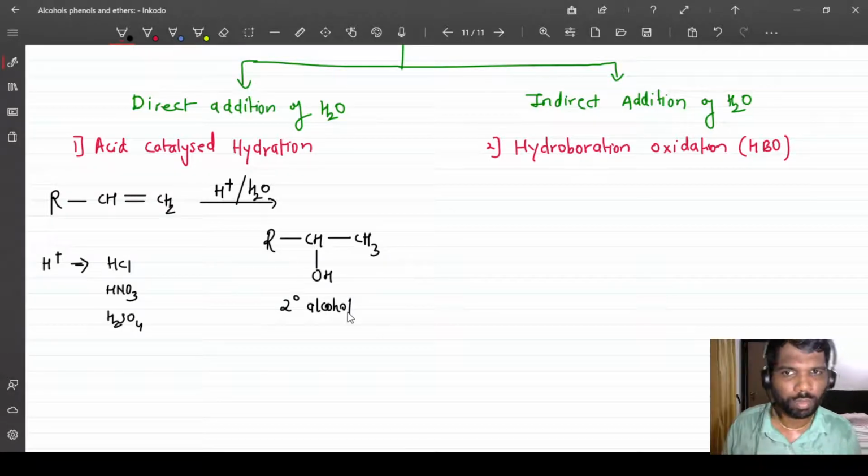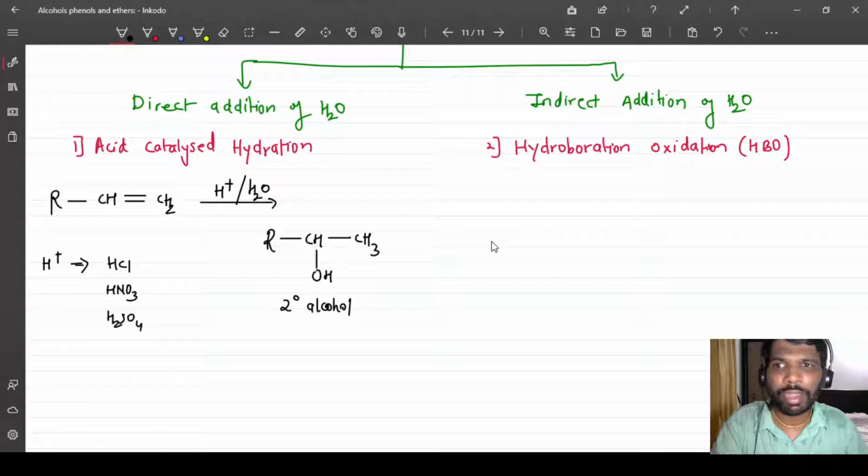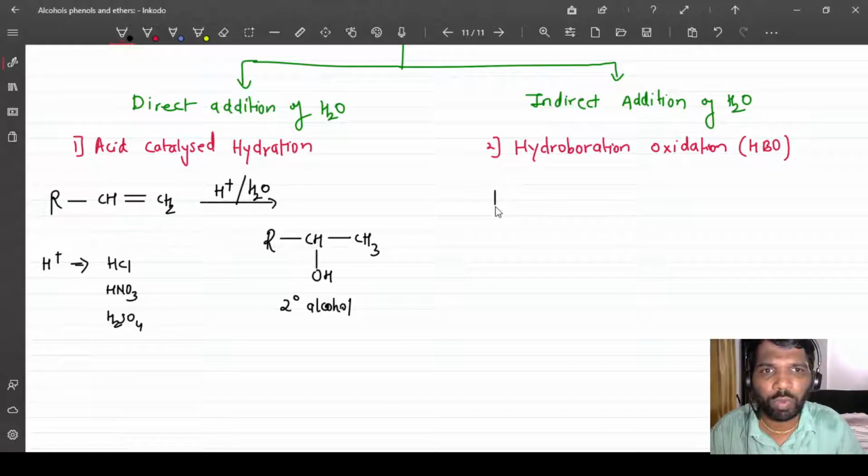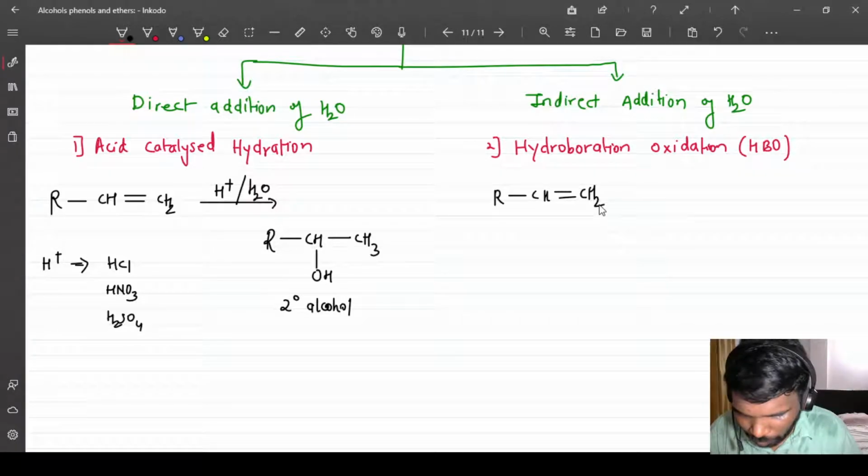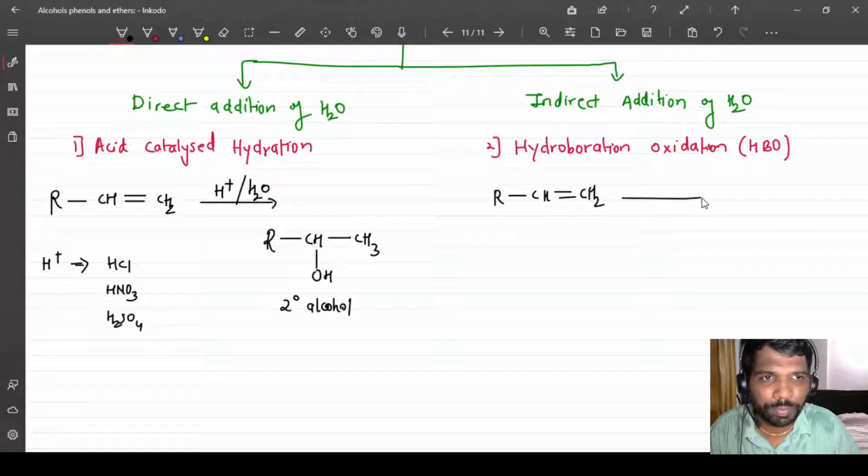alcohol. Now at the other end, there is hydroboration oxidation. Let us understand how this is different, and why it is called indirect addition of water or indirect hydration. R, CH, CH2. And the reagents I am going to write over here are B2H6, or it could be written as BH3.